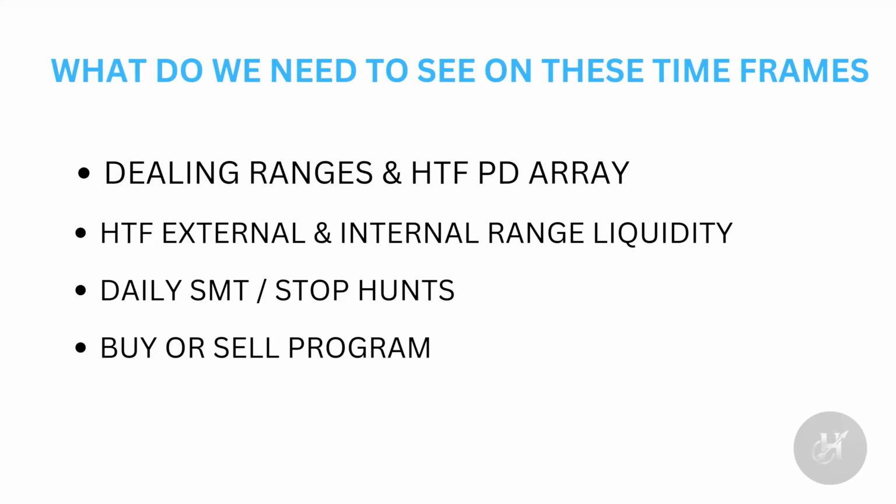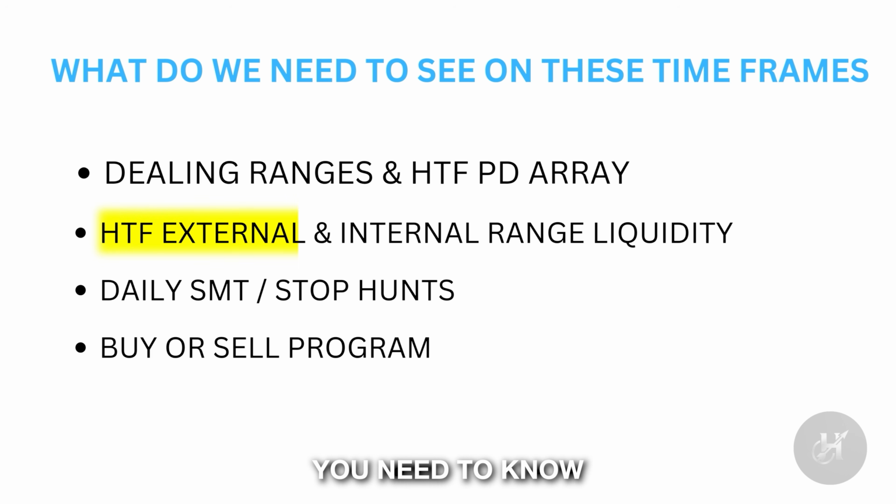So what you want to see on these time frames, the very first thing that you want to see is dealing ranges and higher time frame PD array, which basically means any kind of premium discount array. For example, it could be any FVG, order block, or something there that you need to trade off. So your higher time frame POI comes from that time frame, which is basically your HTF.